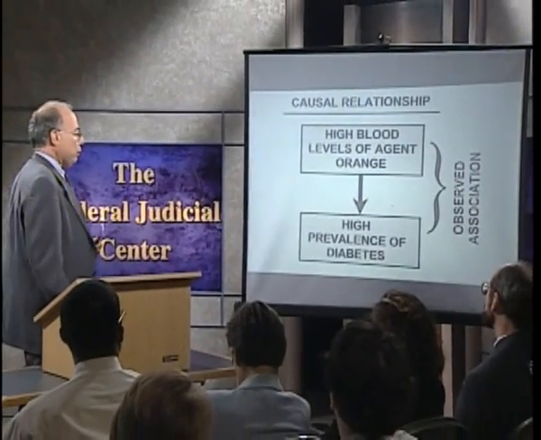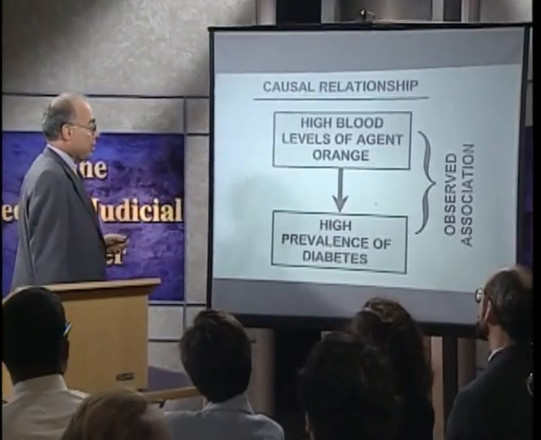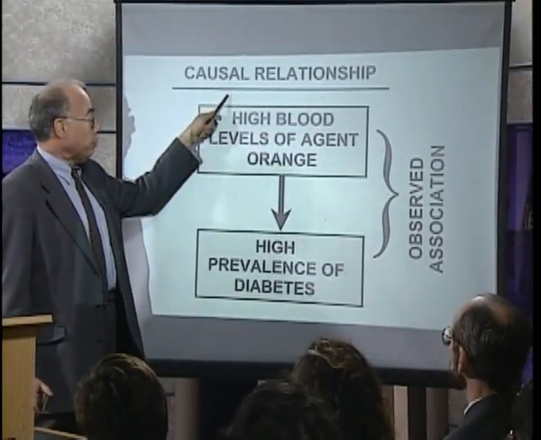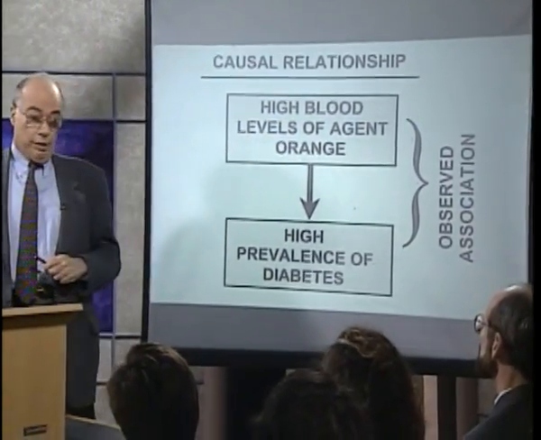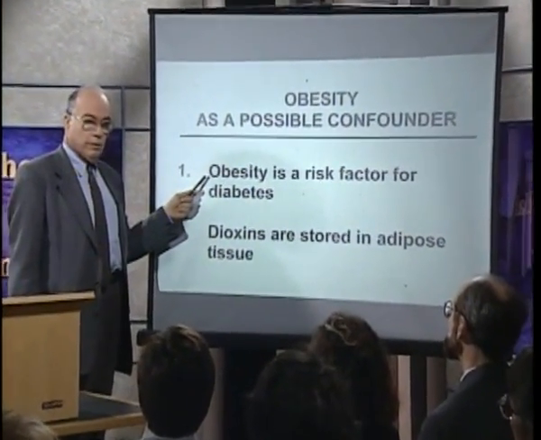Well, what does that association mean? It is possible, if the association is true, that we are really seeing the result of a causal relationship, that high blood levels of Agent Orange cause a high prevalence of diabetes. That is certainly one explanation. But the possibility was raised that this association that we observe might be due to confounding. How could that happen? We know that obesity is a risk factor for diabetes.